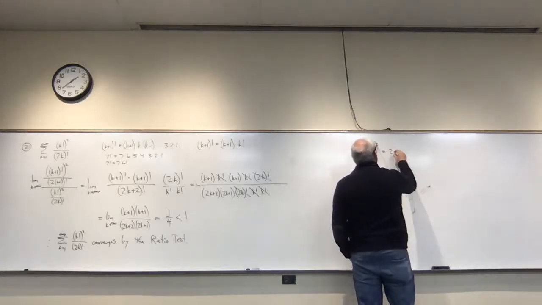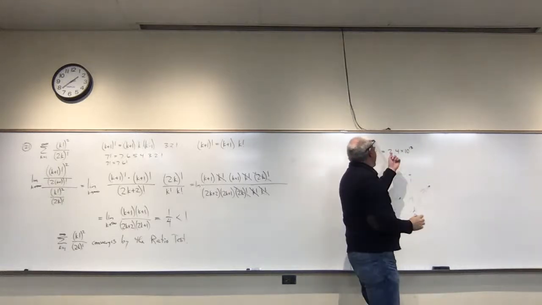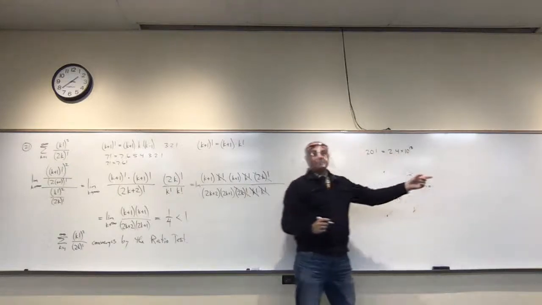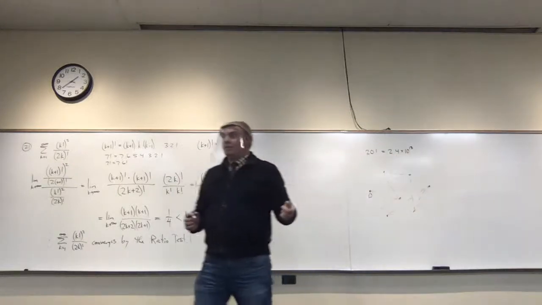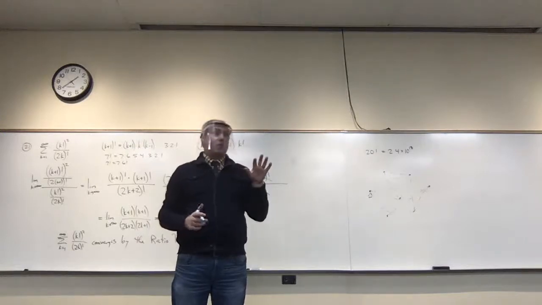Okay, so this is 2.4 times 10 to the 18th power. In other words, a 2, 4 with 17 zeros behind. That's how many different ways you could get through drilling 20 holes, right?